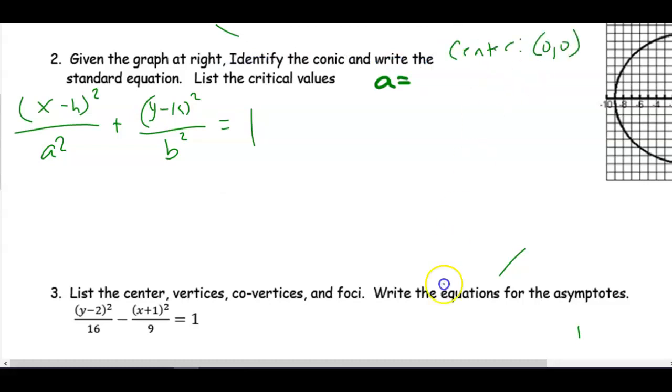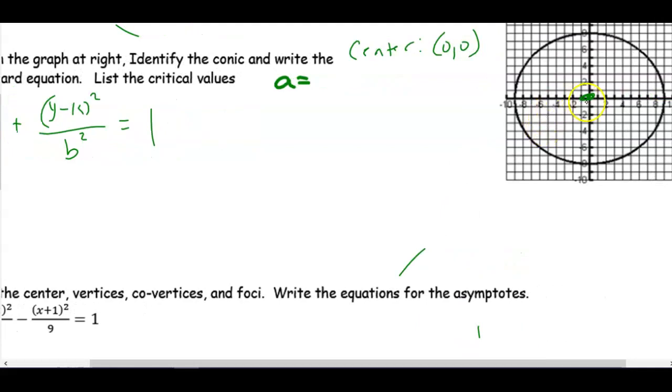The center is (0, 0). All right, a is the distance from the center along the major axis. So that's 9, that's 9, so a is 9. All right, b is the distance from the center to the co-vertices. So from here to there is 8. And then we need to find c. Nope, we don't need c, actually.